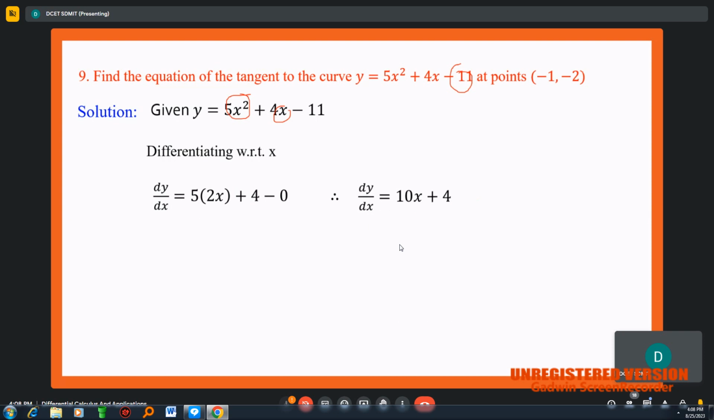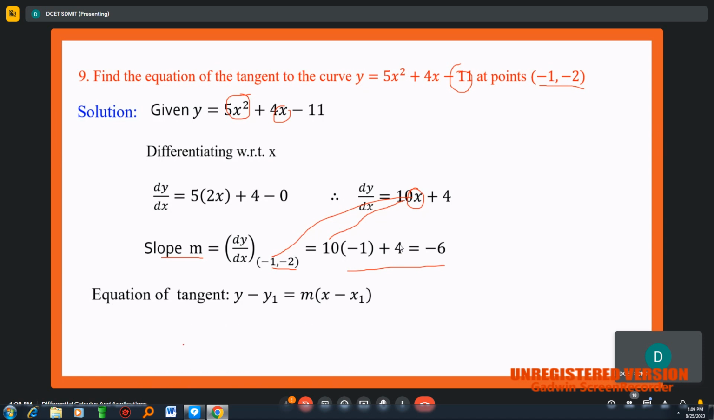Now we have to find this at the point minus 1 comma minus 2. That is the slope. Therefore the slope m is equal to dy by dx at the point minus 1 comma minus 2, that is 10 into x, where the value of x is given as minus 1. 10 into minus 1 plus 4 is equal to minus 6. Therefore, what is the equation of the tangent here? y minus y1 equal to m into x minus x1.